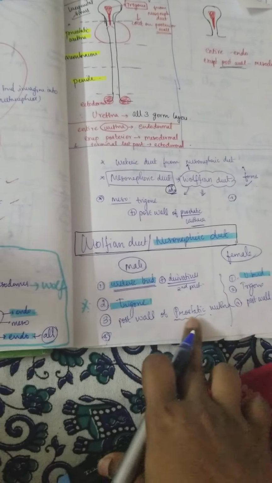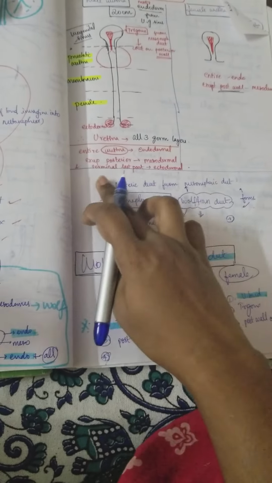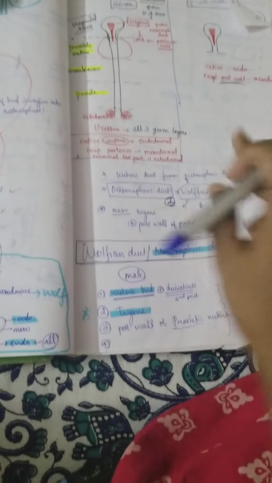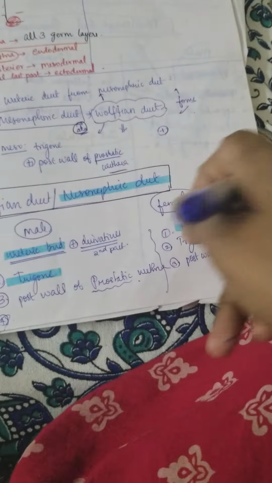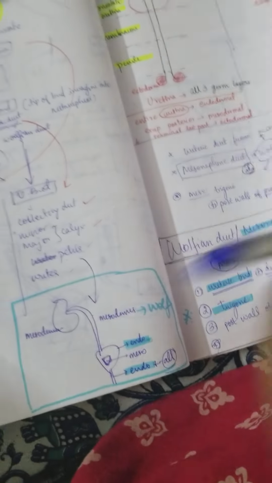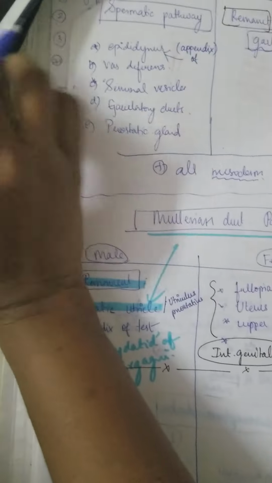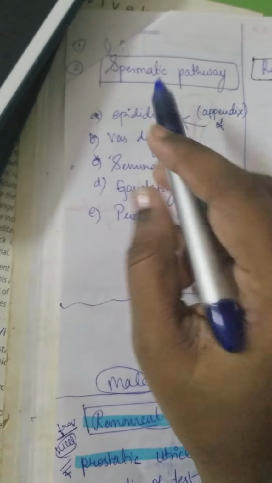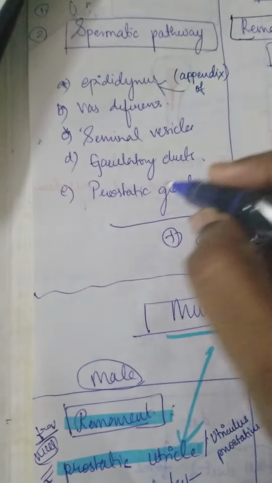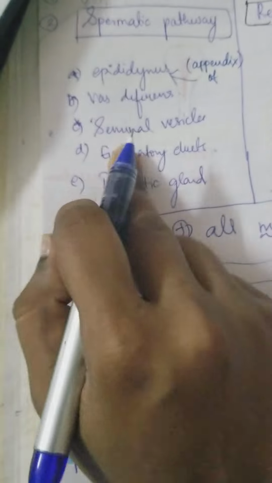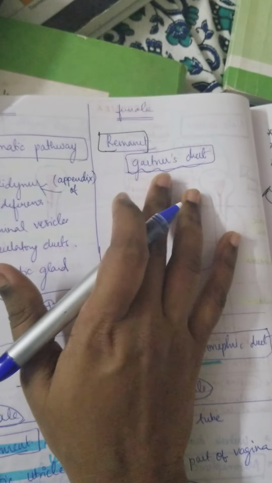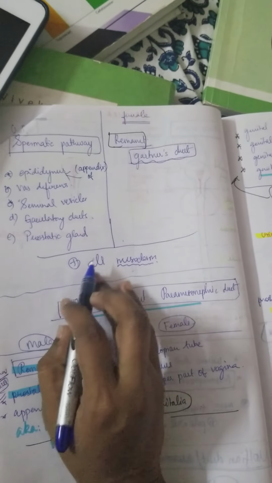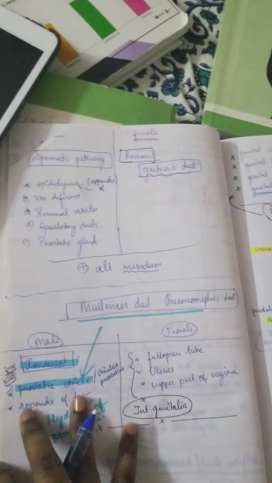And the posterior wall of the prostatic urethra, we saw it is from the mesoderm, right? The same thing happens in females: ureteric bud, trigone, and the posterior wall of the urethra. And also other things like the spermatic pathway: epididymis, vas deferens, seminal vesicles, ejaculatory duct, and the prostate gland. In females, the remnant is the Gartner's duct. All of these are mesoderm contents.